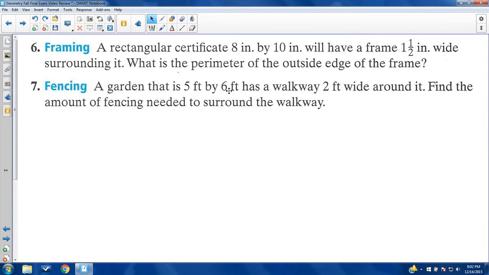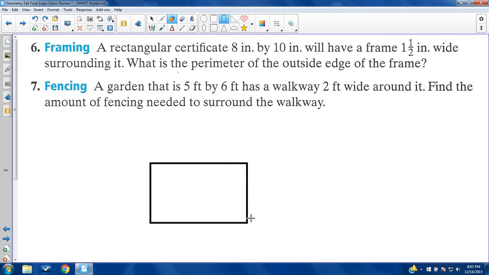Here we go. Same thing with the garden. A garden is 5 feet by 6 feet, and it has a walkway 2 feet wide around it. So same idea of a problem, as you can tell here. I think the idea is that you're supposed to do one of these. They help you do the other.